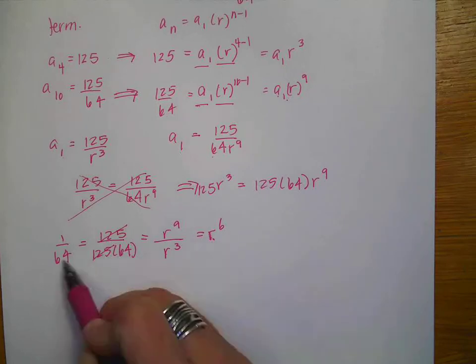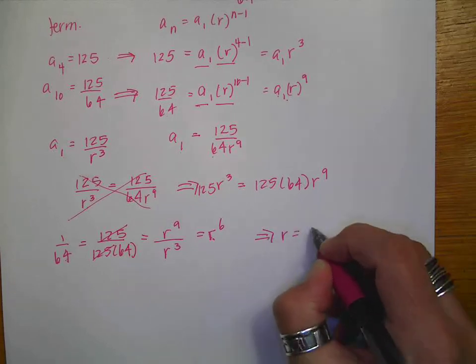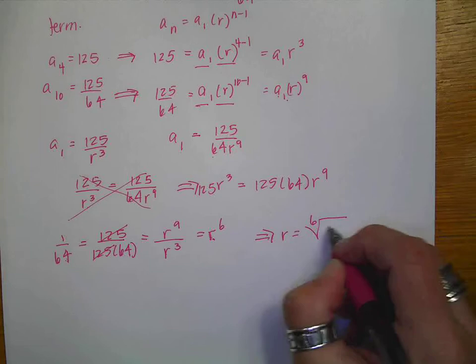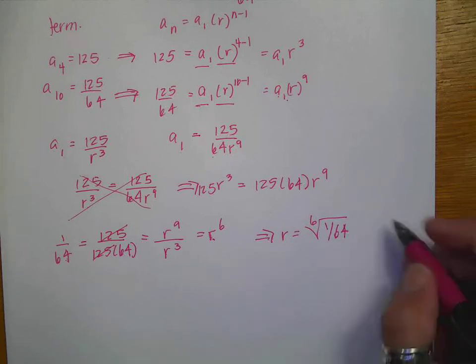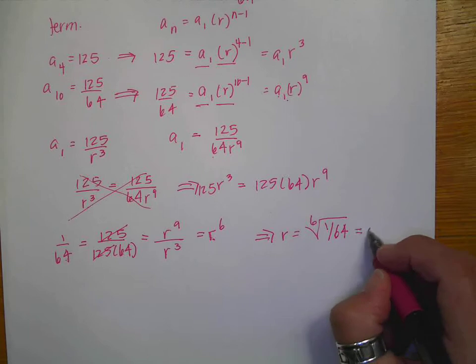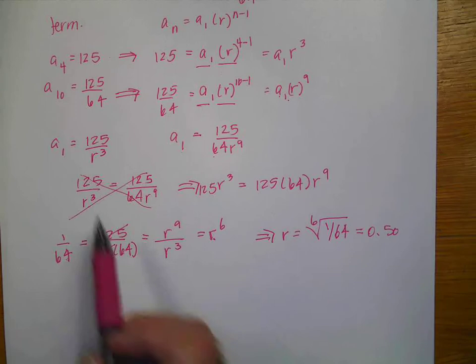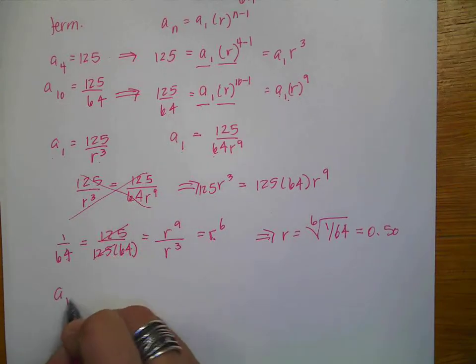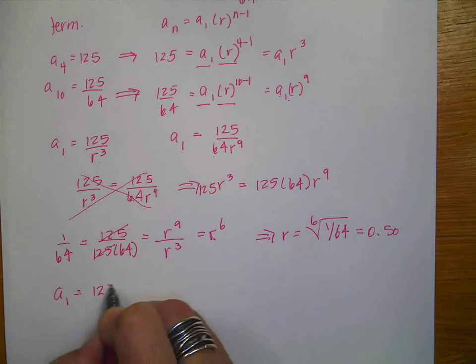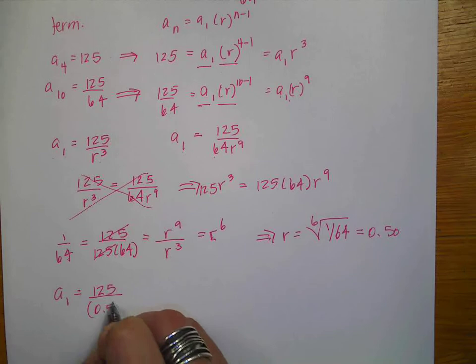So now I can solve for r by taking the 6th root of this. So I'm going to say that r is equal to the 6th root of 1 divided by 64. I'm going to push buttons on my calculator to find that, and I get 0.50. Well, that was polite. Well, now that I know r, I can find a sub 1. And it doesn't matter which equation I use. I'm just going to use the first one because it's what I came to.